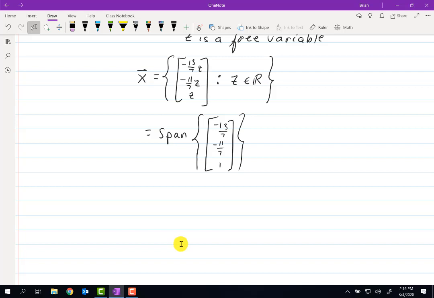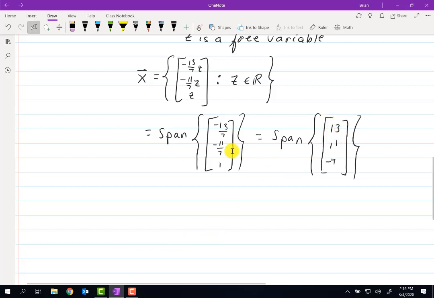Notice one other thing though. I just want you to see this. I could have written it as the span of the more enjoyable looking 13, 11, negative 7. This way I can avoid fractions in my presentation here. So all you got to do is, if z is equal to 7, it will wipe out the denominator. If z is equal to 7, it will also wipe out that denominator. And then the negative is just there so that the majority of the entries are not negative. So that takes care of a description of the null space for that particular matrix.